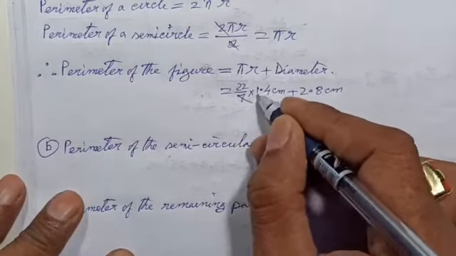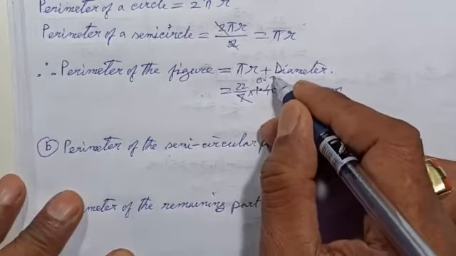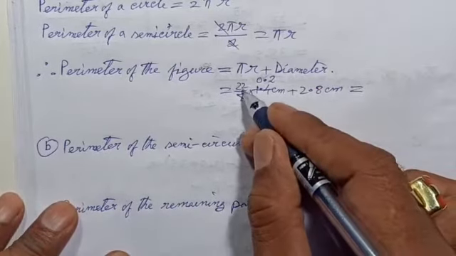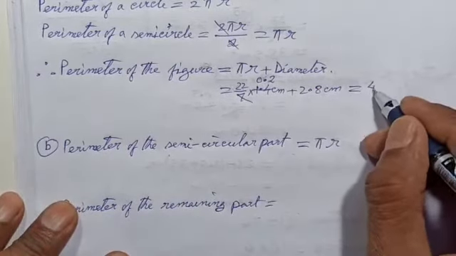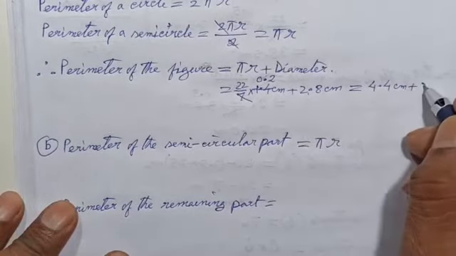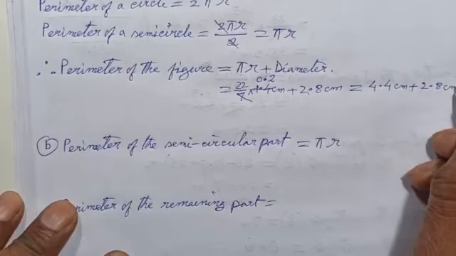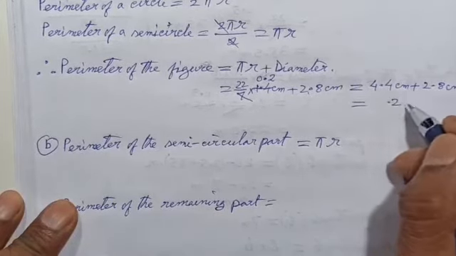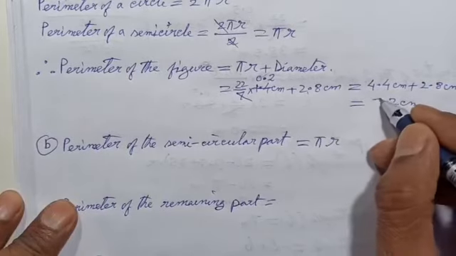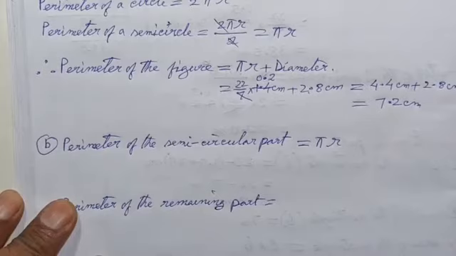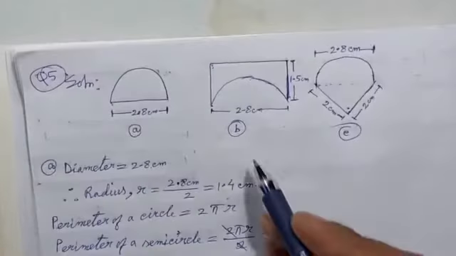1.4 divided by 7, then we will get 0.2. Next is 22 into 0.2 is 4.4 centimeter plus 2.8 centimeter. Let's add together: 8, 9, 10, 11, 12. 4, 7, 7.2. 7.2 centimeter is what we get.